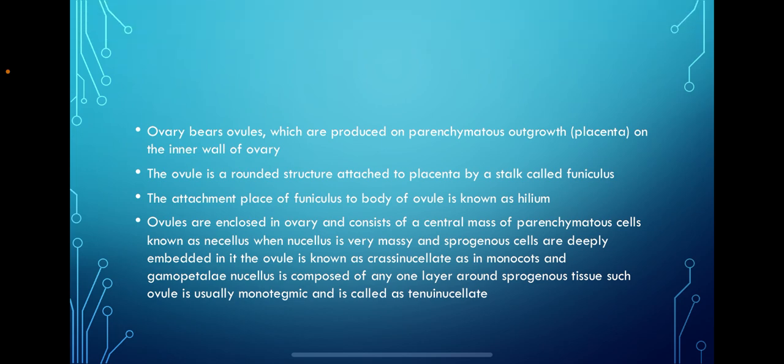Ovary bears ovules, which are produced on a parenchymatous outgrowth, the placenta, on the inner wall of the ovary. Ovule is a rounded structure attached to the placenta by a stalk called the funicle. The attachment place of the funicle to the body of the ovule is known as the hilum.